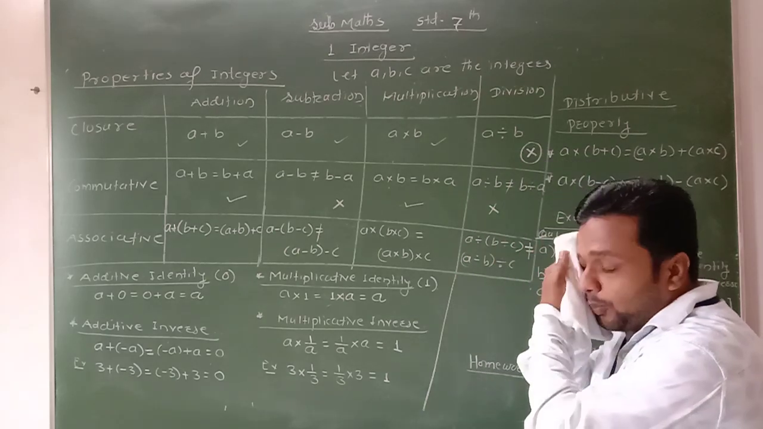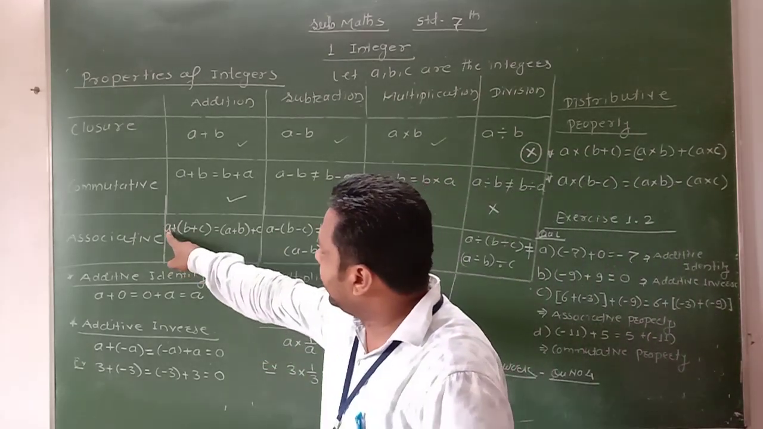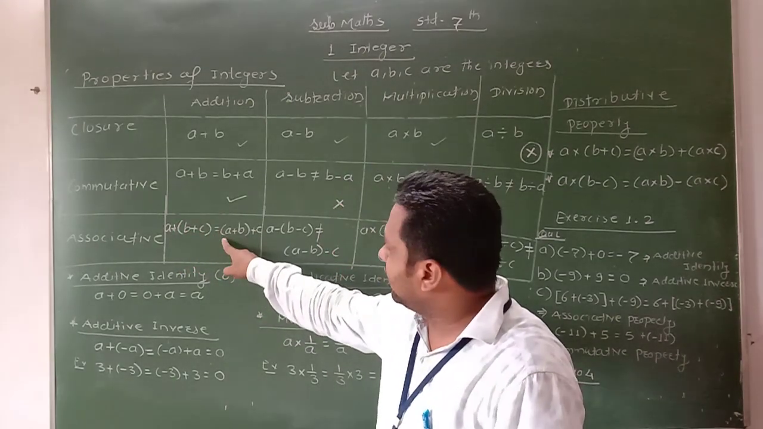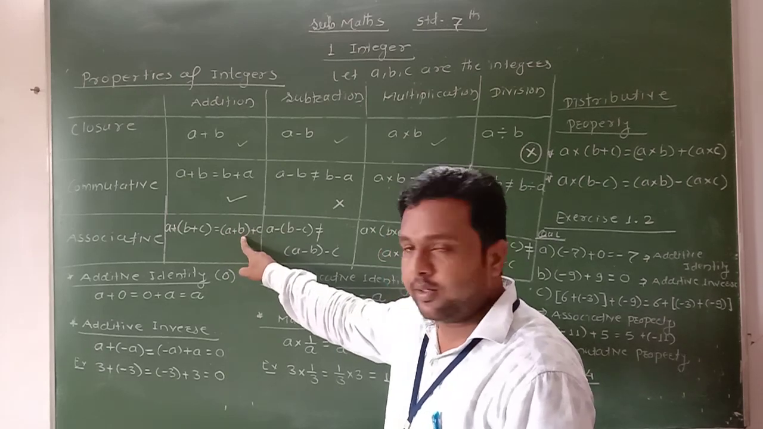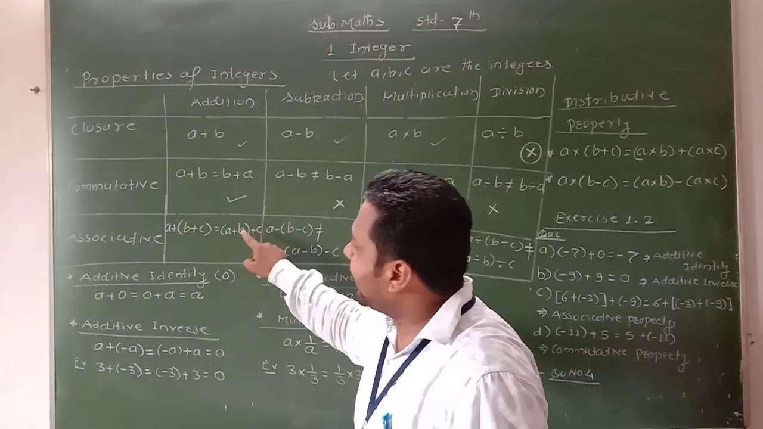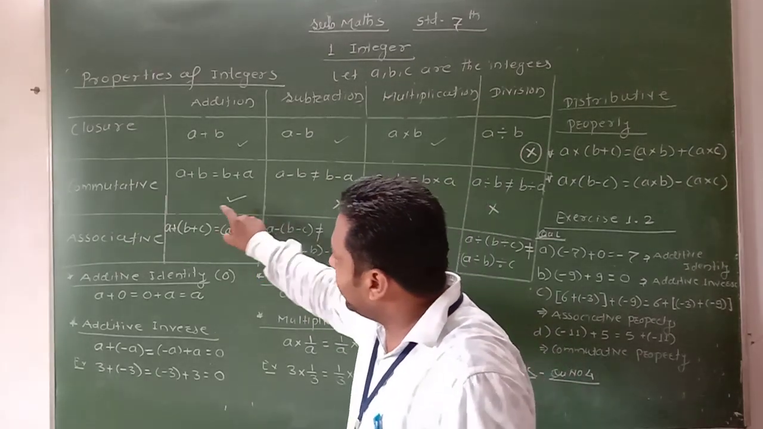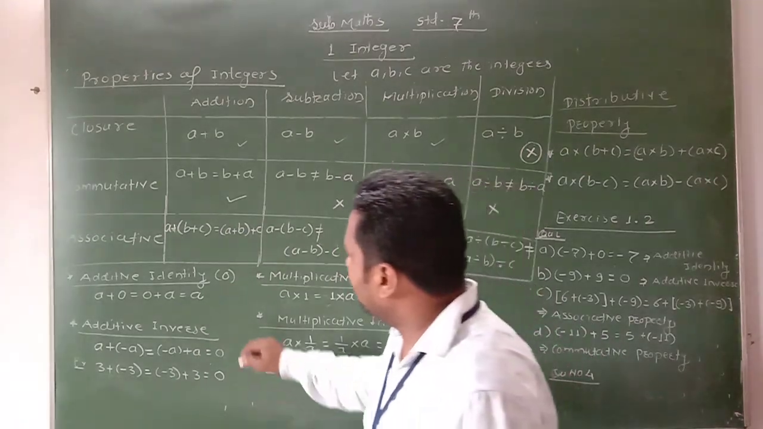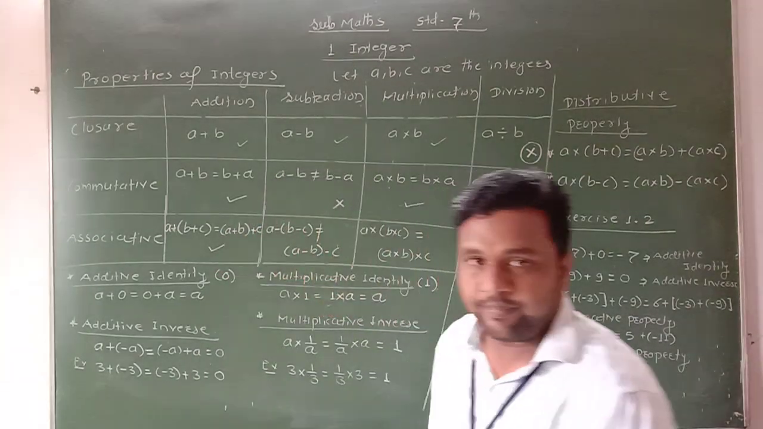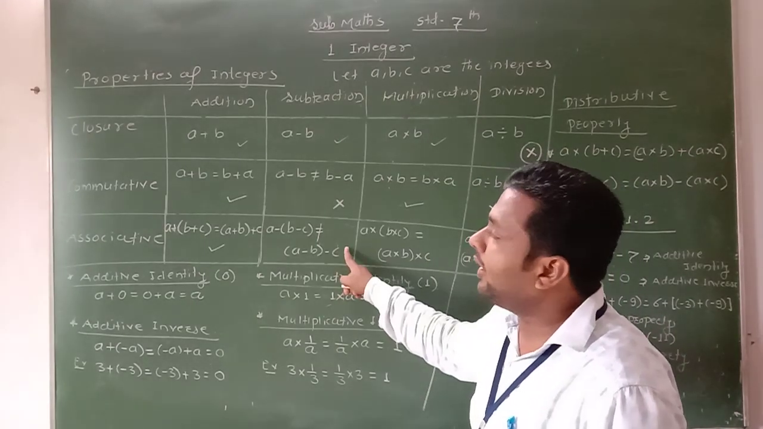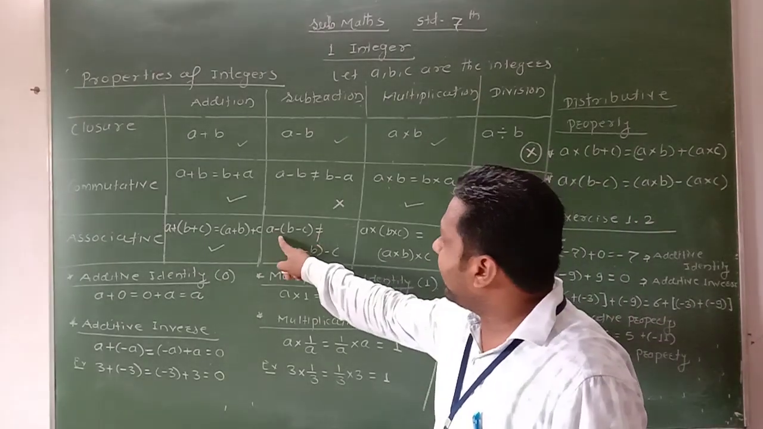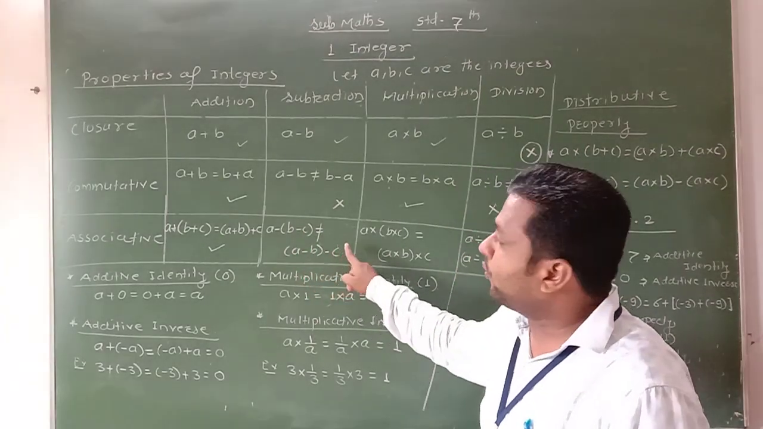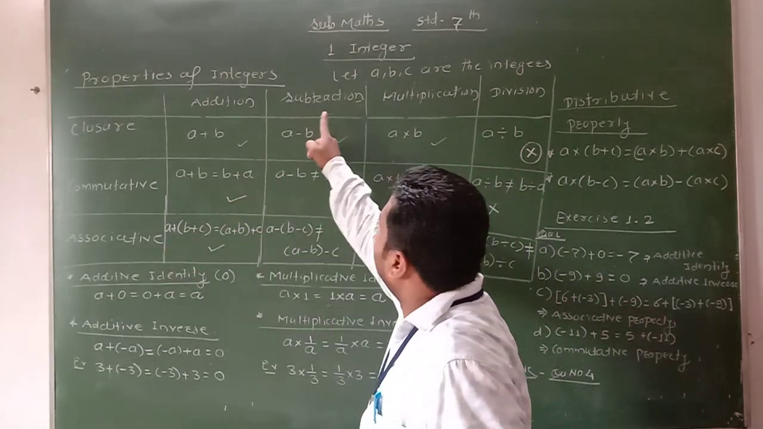Now what is the associative property? Here, given A plus, in bracket, B plus C is equal to, if we do the addition in the first bracket, A plus B, here plus C, both sides are equal. This is the associative property for addition, and both sides are equal, therefore it is associative under addition. But for subtraction it is not applicable: A minus (B minus C) is not equal to (A minus B) minus C. Therefore, it is not associative under subtraction.